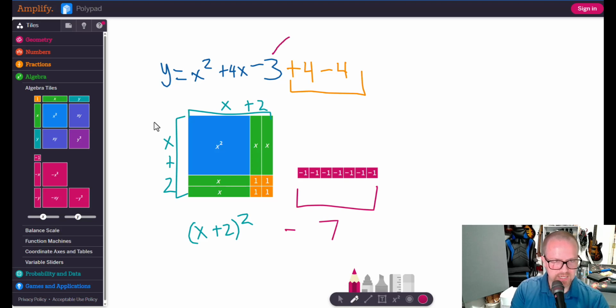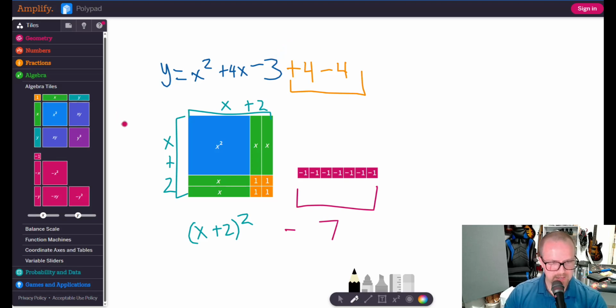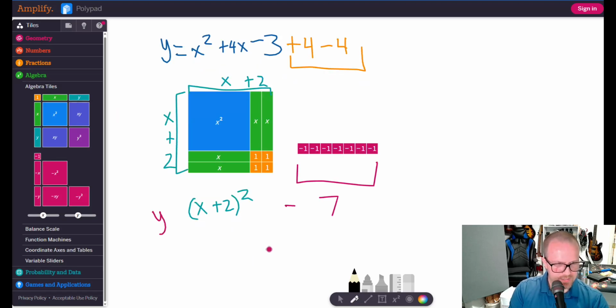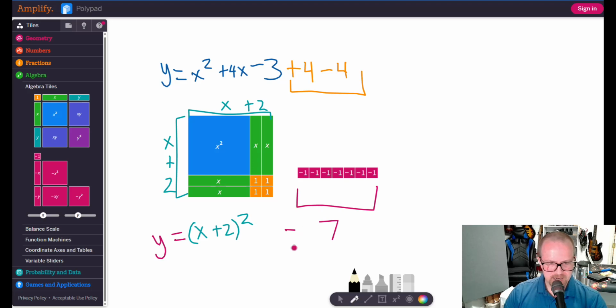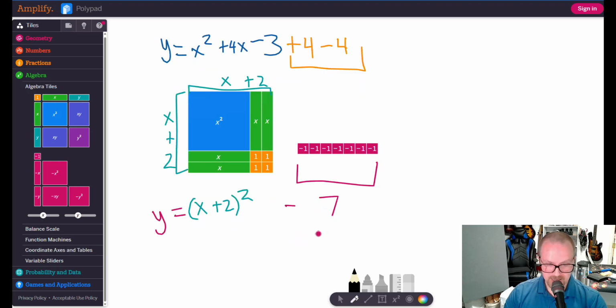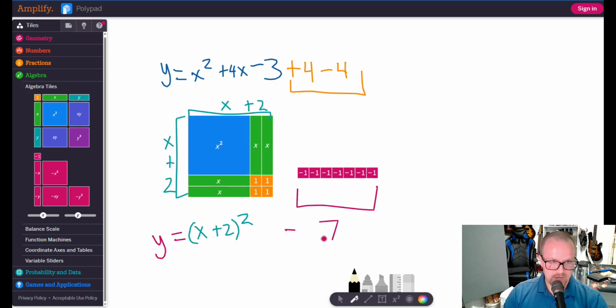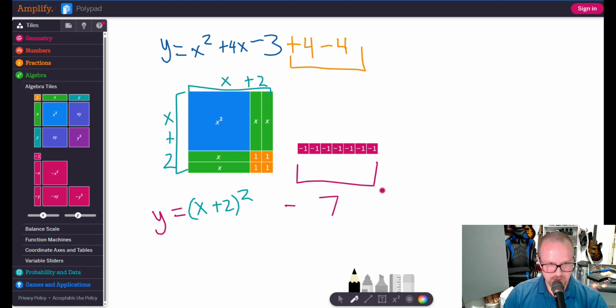And you can see that that 7 is the negative 3 and the negative 4 put together, the negative 4 that we used to compensate. So our new equation is y equals x plus 2 squared, quantity minus 7. And if you were to graph this thing, you could see that they are, in fact, equivalent, which is super cool.